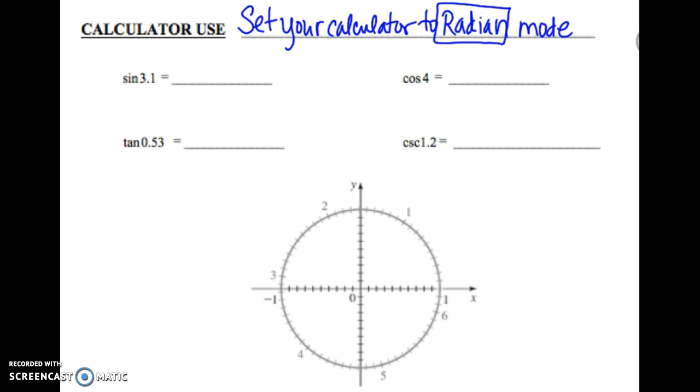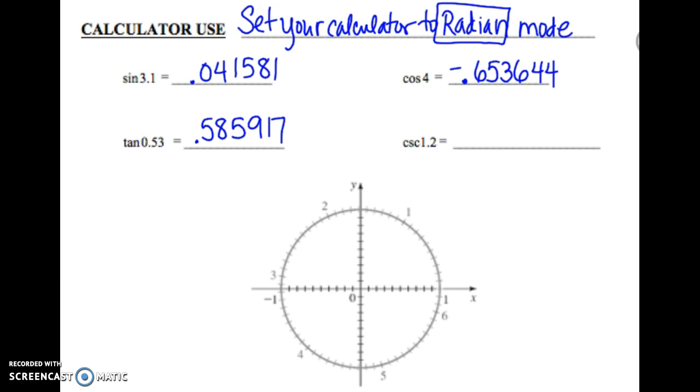Okay, now that your calculator is in radian mode, let's calculate sine of 3.1. That should be 0.041581. Tangent of 0.53 should be 0.585917. Cosine of 4 should be negative 0.653644.